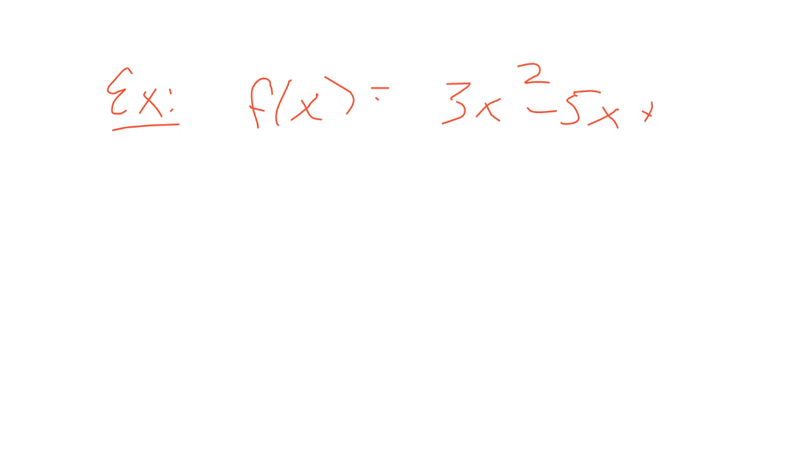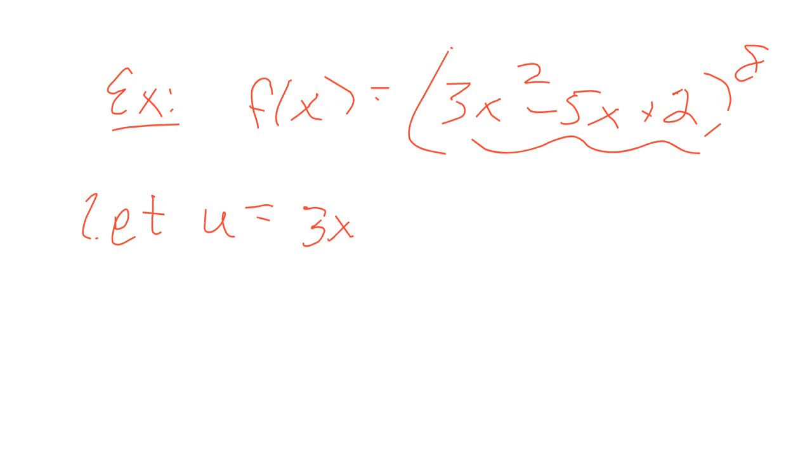So anyway, if we have, for example, f of x equals 3x squared minus 5x plus 2 to the 8th power. Well, what we can do there is let u equal what's inside there, so 3x squared minus 5x plus 2. And so really what we have is now u to the 8th. But remember, f is in terms of x, not u.